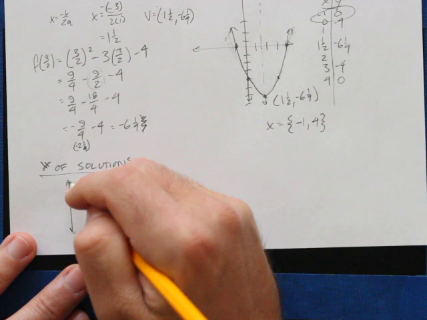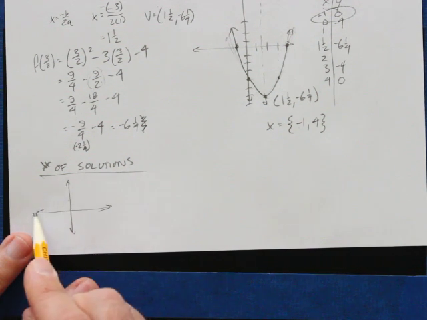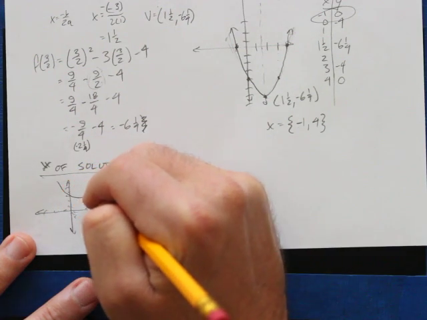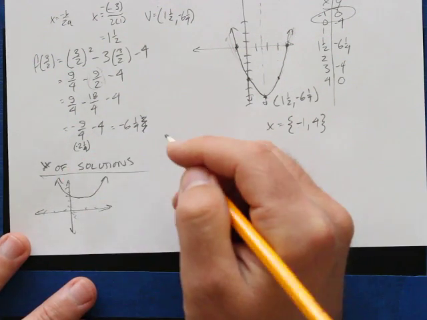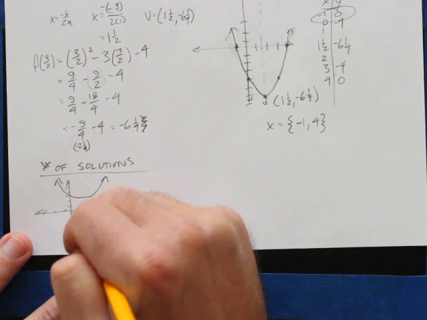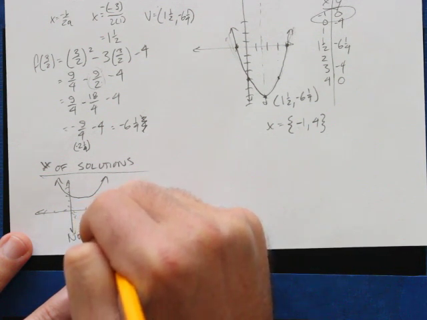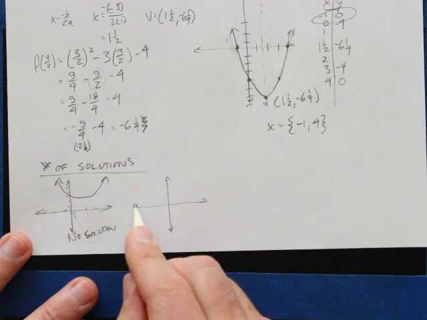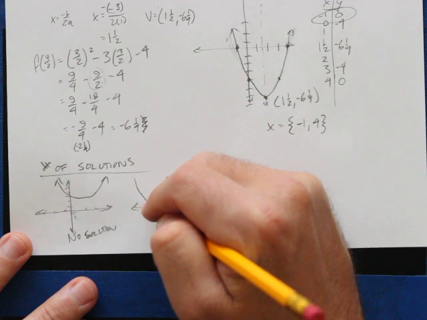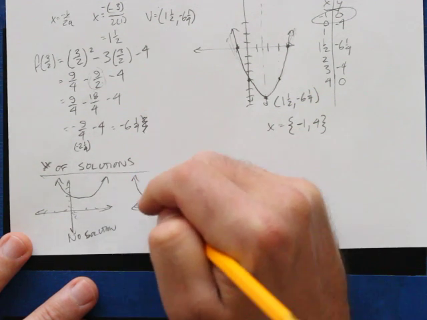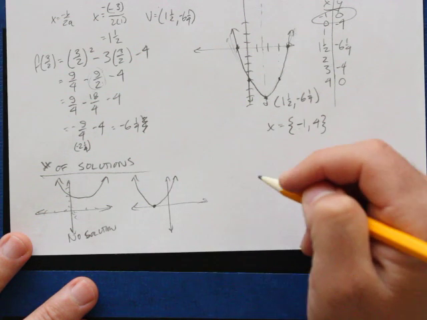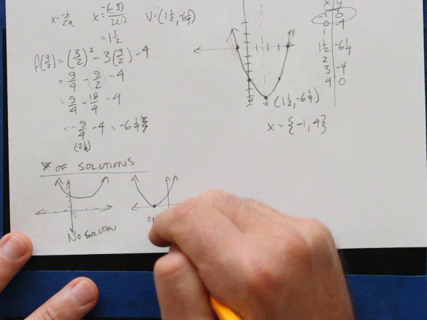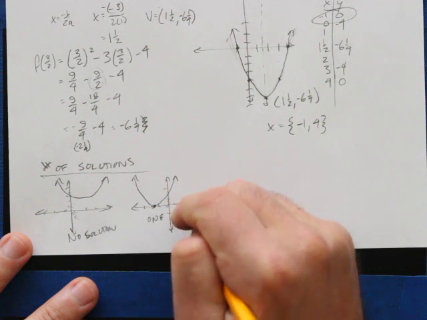If I have a graph that looks like this, here's my coordinate plane, and I could have a parabola that looks like this, that doesn't cross the x-axis at all, so no solution. I could also have a graph that comes down like this and just bing, touches the x-axis and turns back around. So it only hits the axis at one spot. So this is one solution.